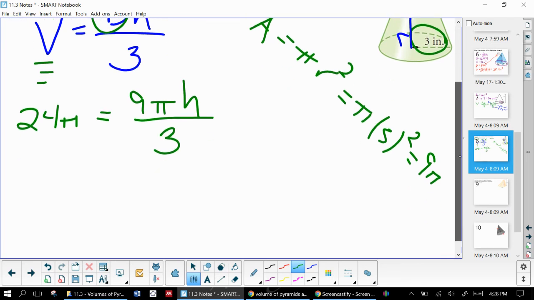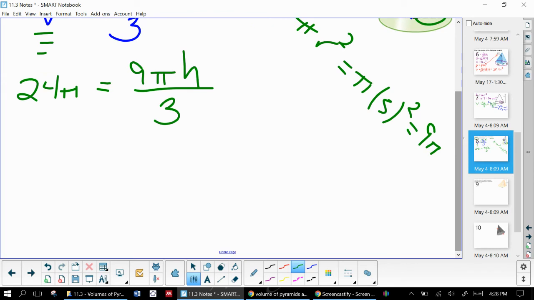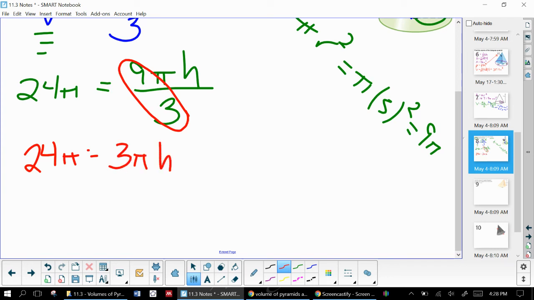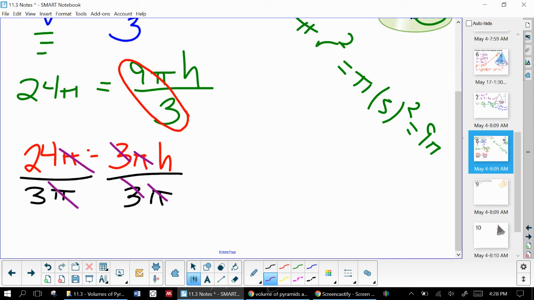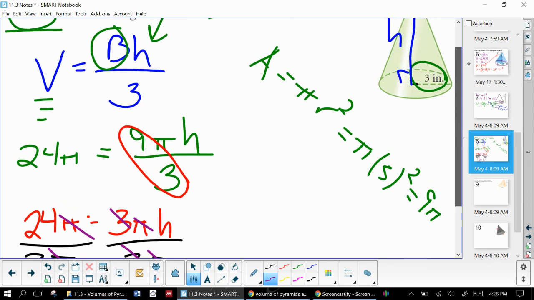So now we've got a couple options here. We can just start undoing operations, or we could actually take a step here and simplify. That would be helpful. The 9 divided by 3 is just 3. So 24 pi equals 3 pi times h. And then my last step here, I can divide by my 3 pi on both sides. On this side, that'll just cancel out. 3's cancel, pi's cancel. On this side, the pi's cancel. And 24 divided by 3 is 8, which is going to be our height. And I believe they said that's in inches.